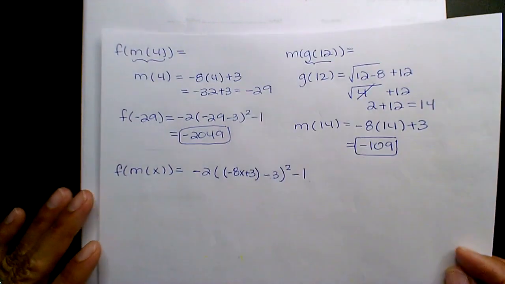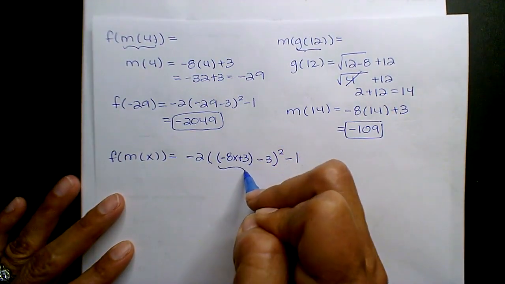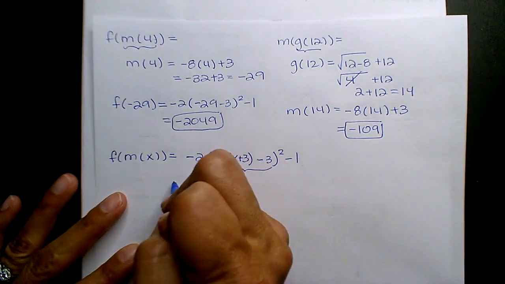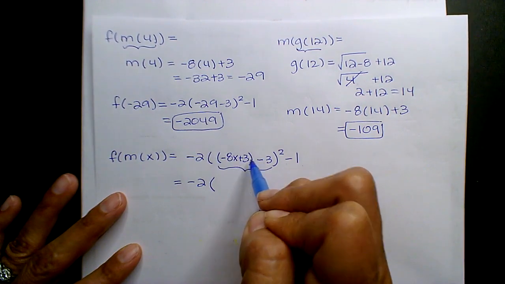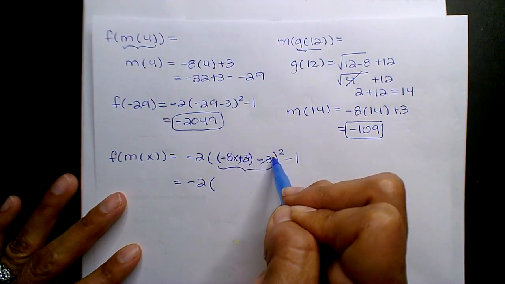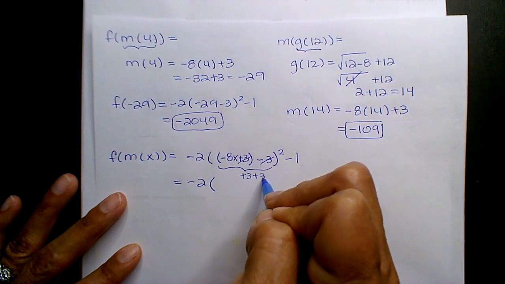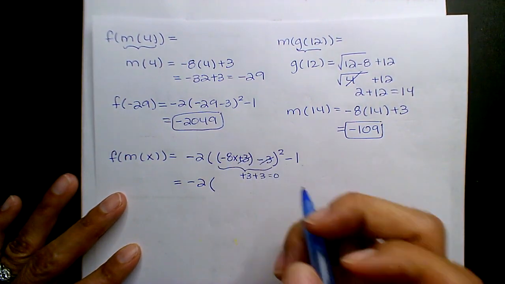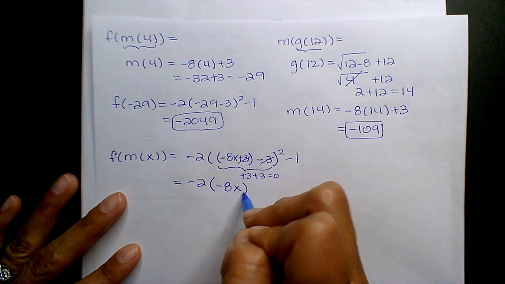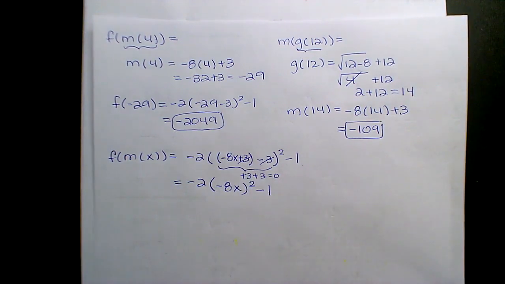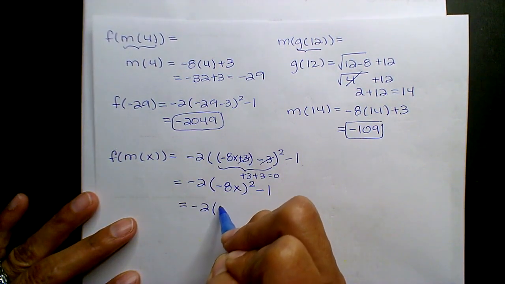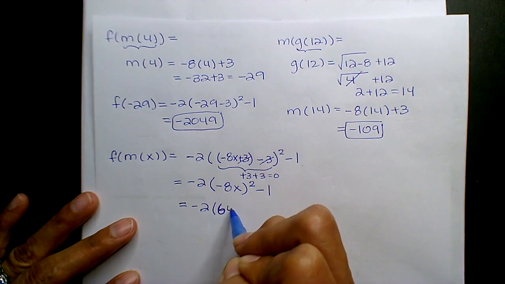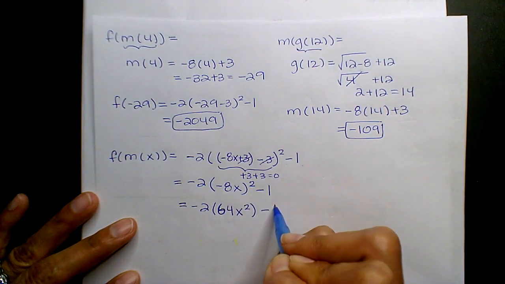Order of operations says you do your parentheses first. So -8x plus 3 minus 3, these two end up crossing out. They're opposites. They go to 0. So I'm left with -2 times (-8x) squared minus 1. I was putting the 4 first. 64x squared minus 1, right?